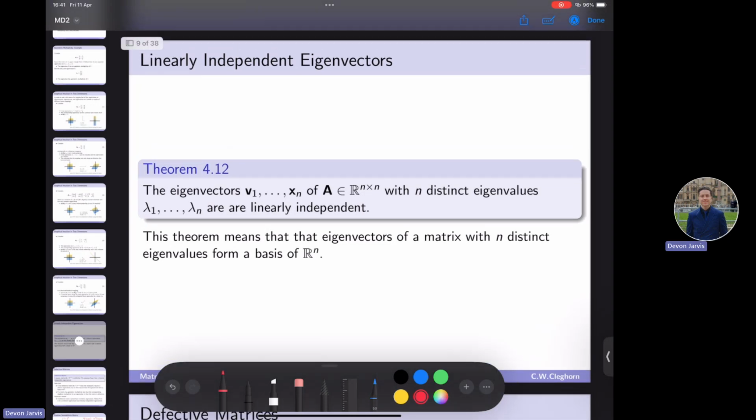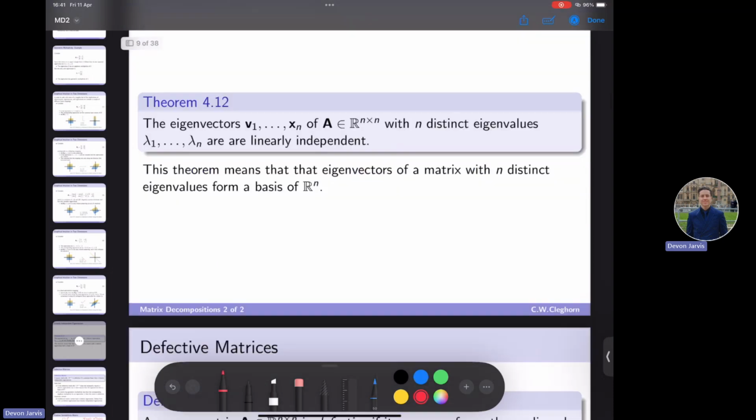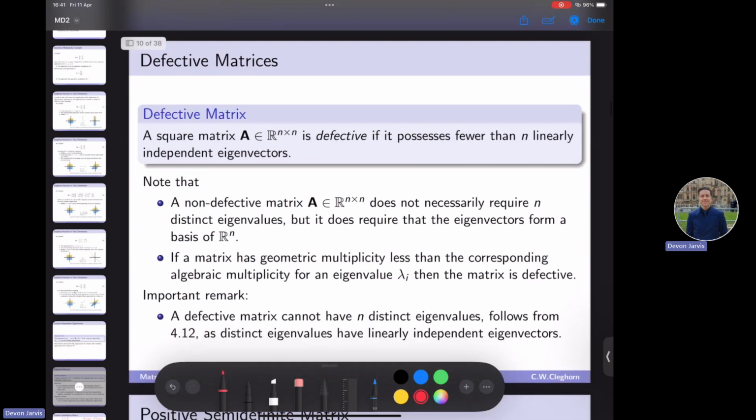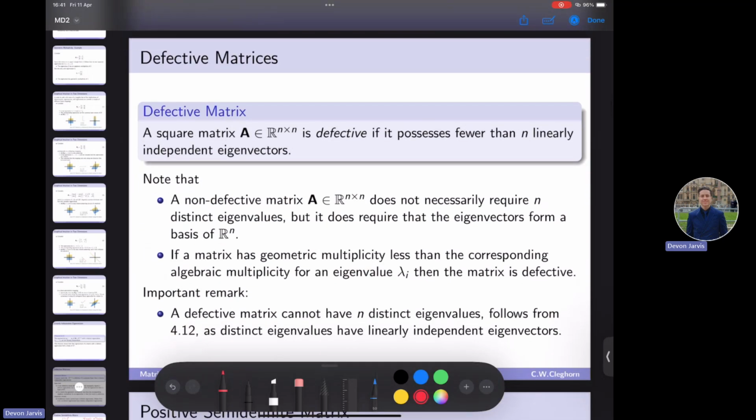Cool. So theorem 4.12: eigenvectors with n distinct eigenvalues are linearly independent. This theorem means that the eigenvectors of a matrix with n distinct eigenvalues form a basis of Rn. In general, eigenvectors which have different eigenvalues are going to be orthogonal. The only time you're going to get non-orthogonal eigenvectors is when they share an eigenvalue, in other words, when that eigenvalue has a higher algebraic multiplicity.